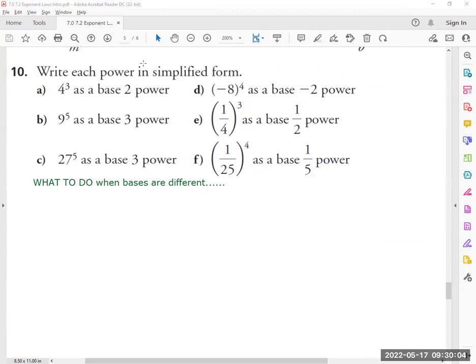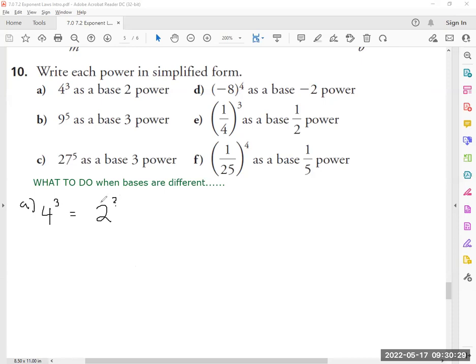So here it is. Number 10a, it's 4 to the power of 3, but I want to write this as 2 to the power of something. This is a skill you will need to solve number 11. So how do you change a power to have a different base?